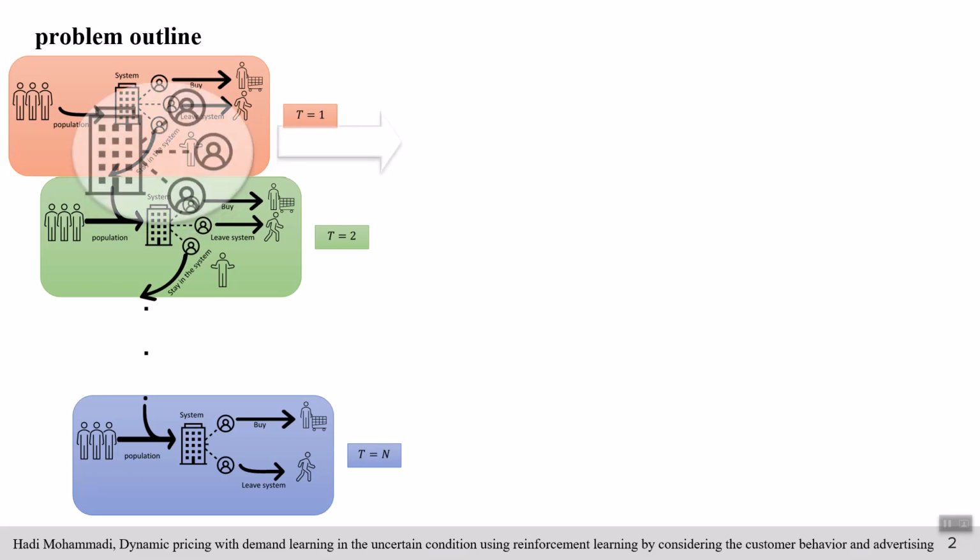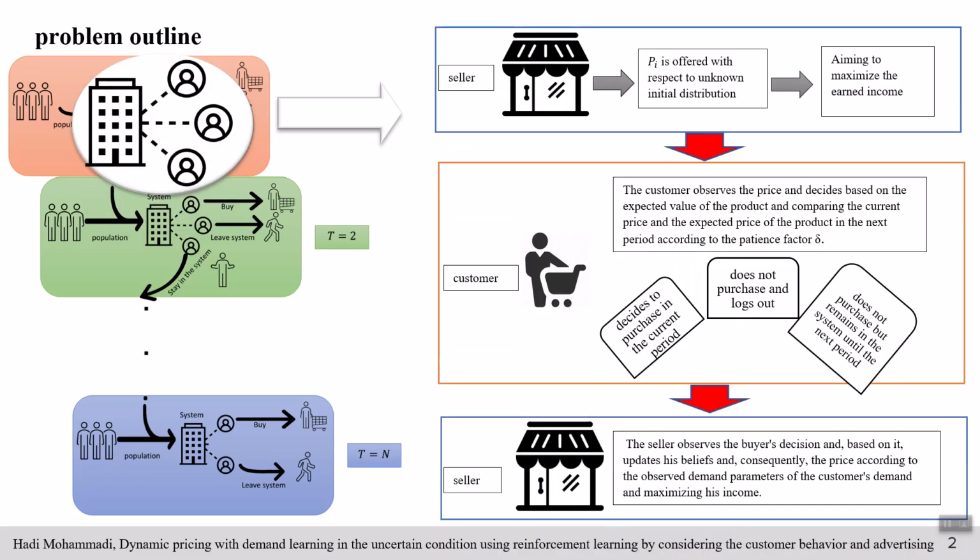If I want to speak about the system, first of all, the seller proposes the price p_i with respect to an unknown initial distribution, aiming to maximize his revenue. After that, the customer observes the price, and based on the expected value of the product, by comparing the current price and the expected price, and based on some term that we call the patience of the customer, delta, decides to buy, leave the system, or stay in the system. And after that, the seller observes the buyer's decision and updates his belief, and consequently updates the price of the product, aiming to maximize his income.